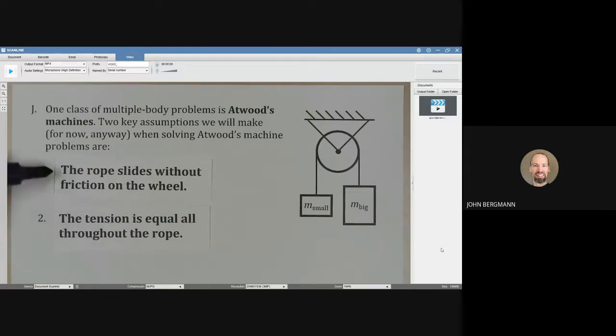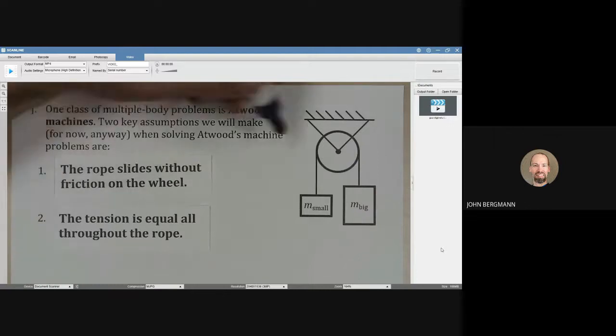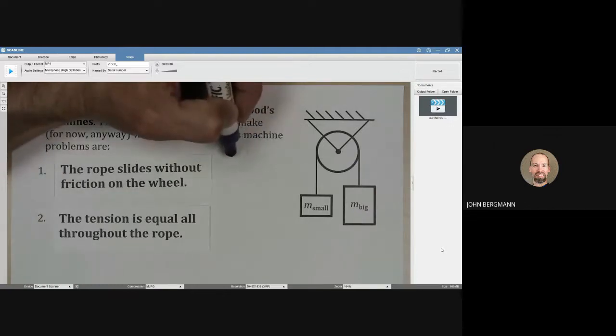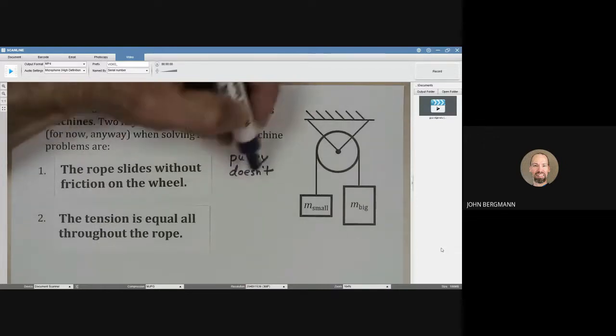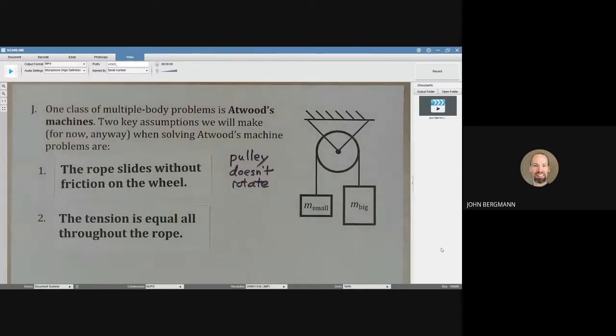We're going to change these assumptions in the future, but for now we're going to start relatively simply and assume that the rope slides without friction on the wheel and the tension is equal throughout. Now, what point one means, the rope slides without friction on the wheel? What that means is that the pulley doesn't rotate. The rope just slides, so that wheel is not turning.